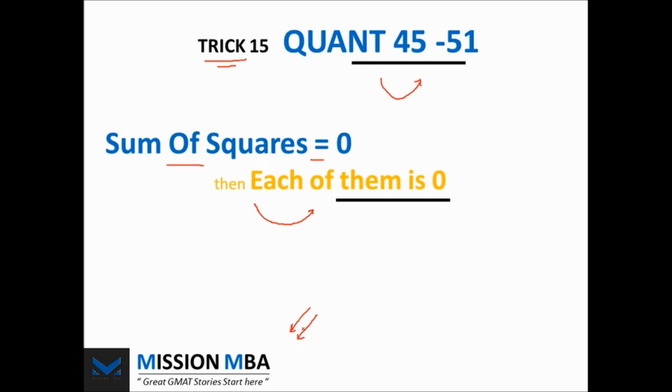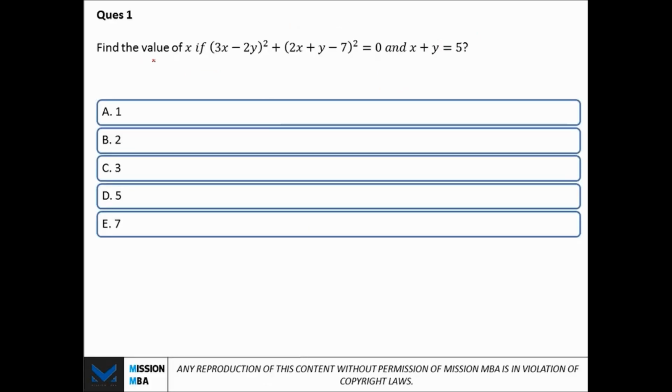Let's go ahead and have a look at it. This is just gonna slay many of the GMAT questions in just a few seconds. Let's understand this trick and even the trap, because this thing will be used in DS traps as well. Have a look at the question. Find the value of x if (3x minus 2y) square plus (2x plus y minus 7) square equals to 0 and x plus y equals to 5.